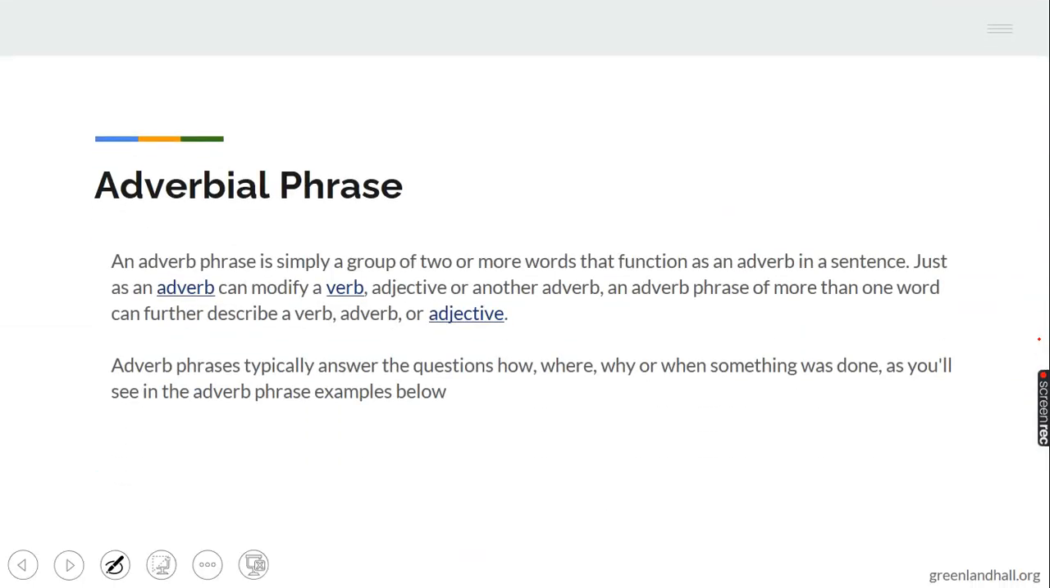Then the adverbial phrase now. Like an adverb, it qualifies and modifies a verb, adjective, or another adverb. That is, an adverbial phrase performs the function of an adverb in a sentence. The way an adverb works in a sentence is the same way an adverbial phrase works. They work in the same way. Then they answer a series of questions. That's why we have them in types. They answer the questions how, where, why, when, and lots more. Let's see examples in the next slide.